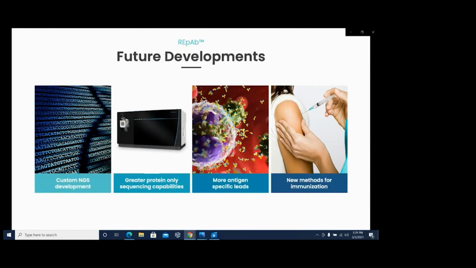And although the platform is already showing reliable and reproducible results, we hope to further expand its capabilities in the months and years to come. These developments include custom NGS developments so that we don't need to rely on model organisms, and eventually a full de novo sequencing platform that relies on protein-only protocols to fully characterize existing polyclonal samples. But for the time being, we're focusing our efforts on generating more hits with broader epitopic coverage.